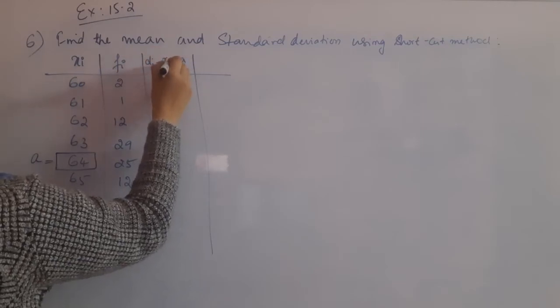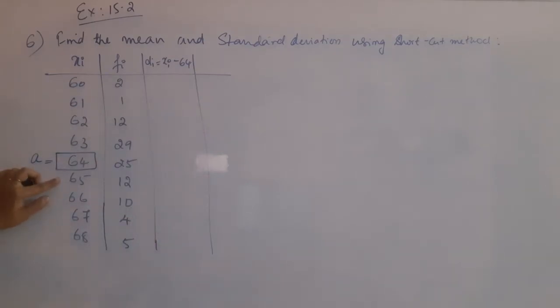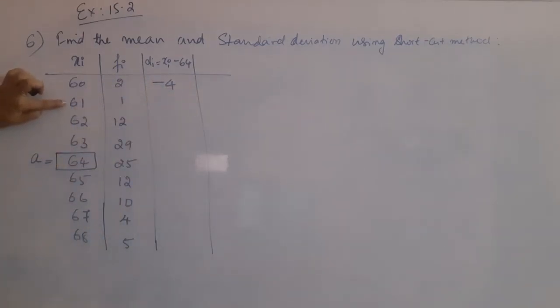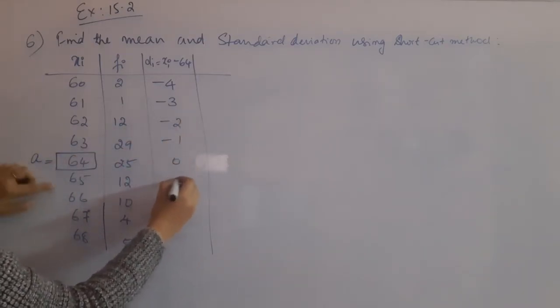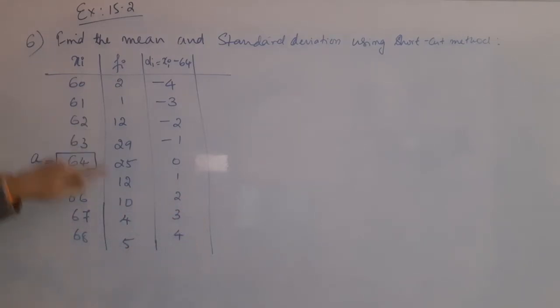Deviation di is equal to xi minus a. Here you can apply xi minus 64, since you have taken a as 64. So what you will get here is di: 60 minus 64 will give you minus 4. 61 minus 64 will give you minus 3. 62 minus 64, minus 2, minus 1, then 0, then 1, 2, 3, 4. Is it correct? Yes? Now you need fi into di.